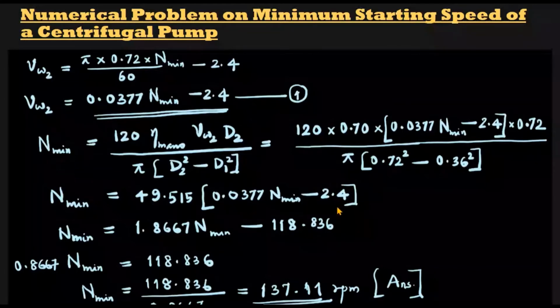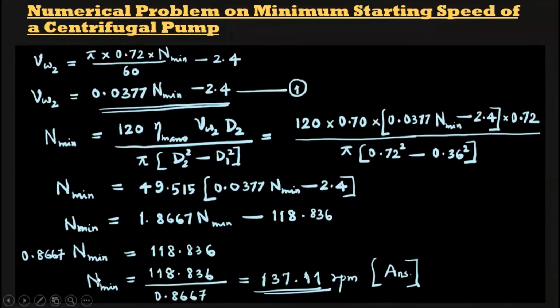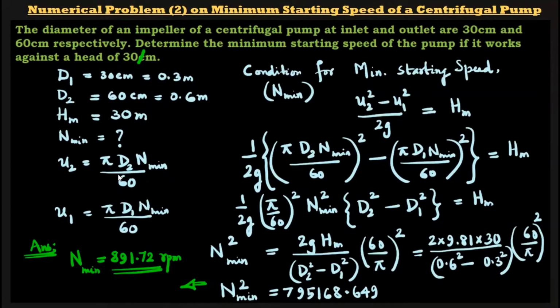So n minimum is equal to 1.8667 n minimum minus 118.836. So just these algebraic manipulations will give you a linear equation, and n minimum is there on both sides. And if you simplify that, 0.8667 n minimum is equal to 118.836. So n minimum is equal to 118.836 divided by 0.8667. So that is equal to 137.11 RPM. This is the minimum starting speed required by the centrifugal pump to commence discharge at the delivery exit.